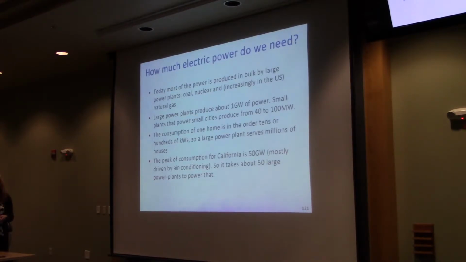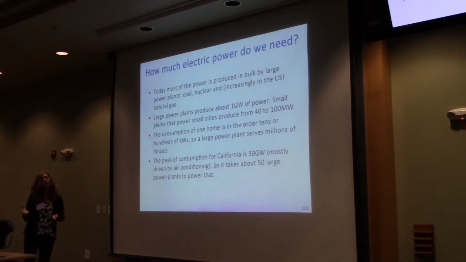Okay, but first of all, I have to give you a sense of the scale. Today, most of the power that is delivered is not delivered through really tiny microgrids that serve a small community. It's produced in bulk by large plants, okay? These are coal, nuclear, and increasingly natural gas power plants, particularly in the US. And there is an economy of scale. It actually is better to have larger scale plants because they do pollute less. A large power plant, just to understand the scale, is about 1 gigawatt of power. For small cities, a power plant can also be from 40 to 100 megawatts of power.